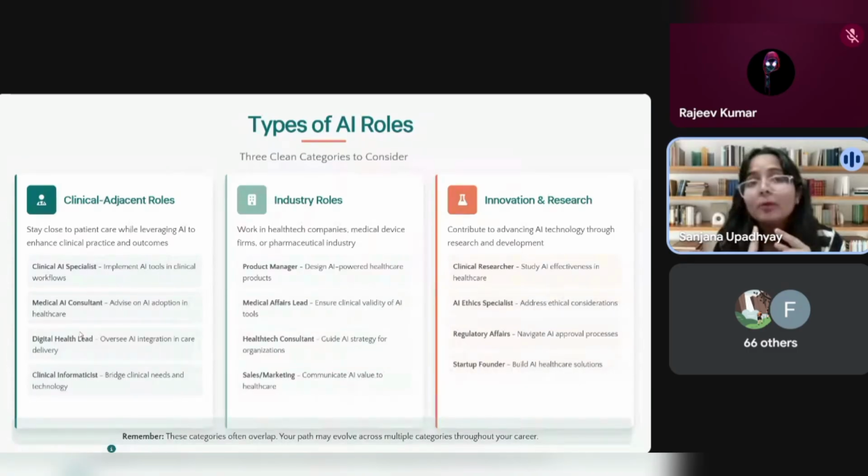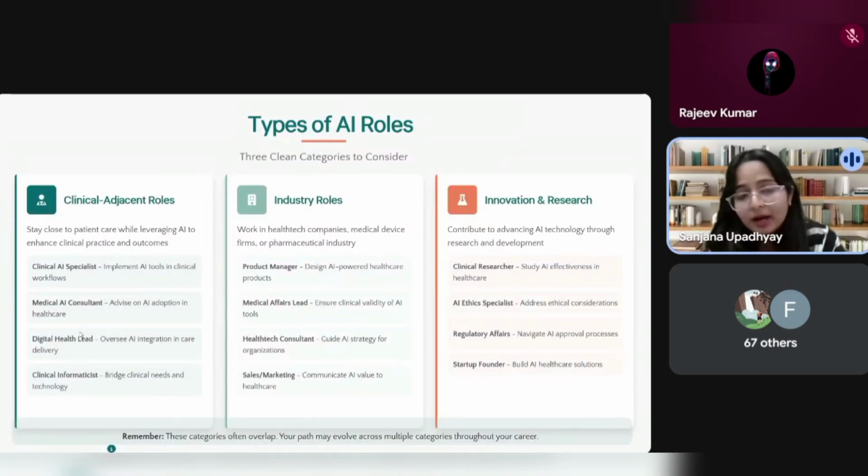You can become medical affairs leads, because you will understand what the legalities and regulations are which are responsible for building things. You can become a healthcare consultant. There are very big companies, for example ZS Healthcare. ZS Healthcare provides an initial consultant salary of 12 LPA, and then it goes up very high.